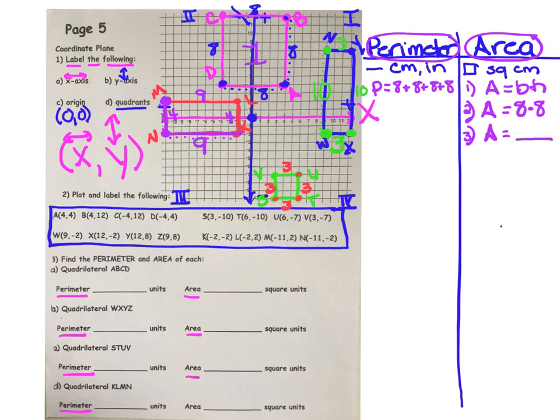And calculate the area of this particular figure. Pause the video and complete your own calculations for each one of these figures. You will be calculating the perimeter by adding the sides and area by using the formula area equals base times height. Make sure you show your work as you're calculating the perimeter and the area. Pause the video and find the perimeter and the area for each of these quadrilaterals.